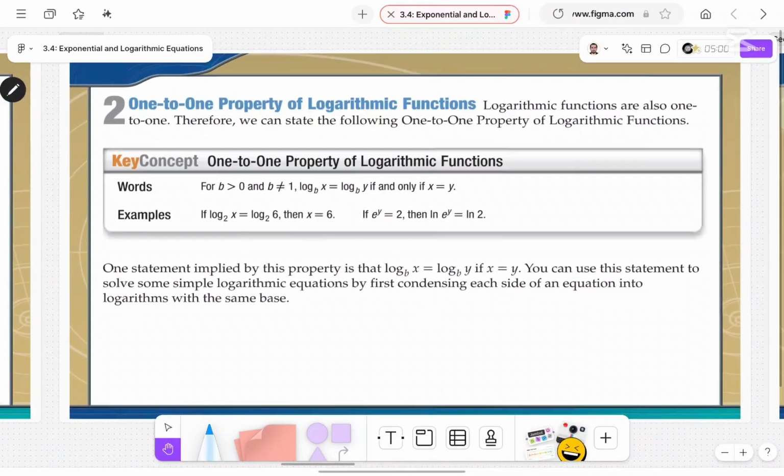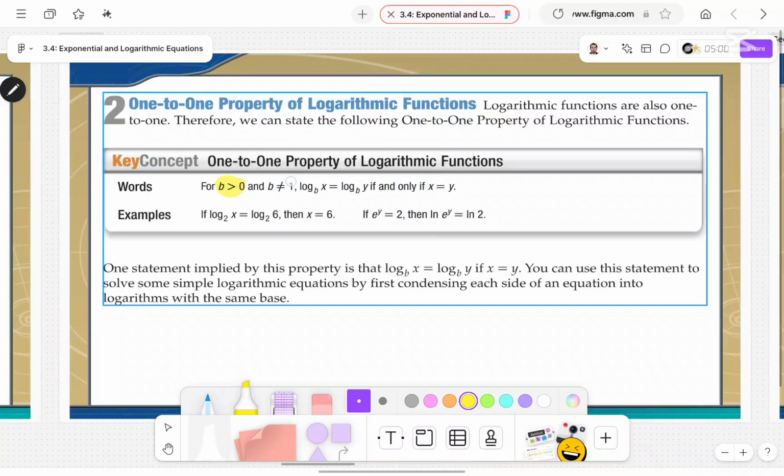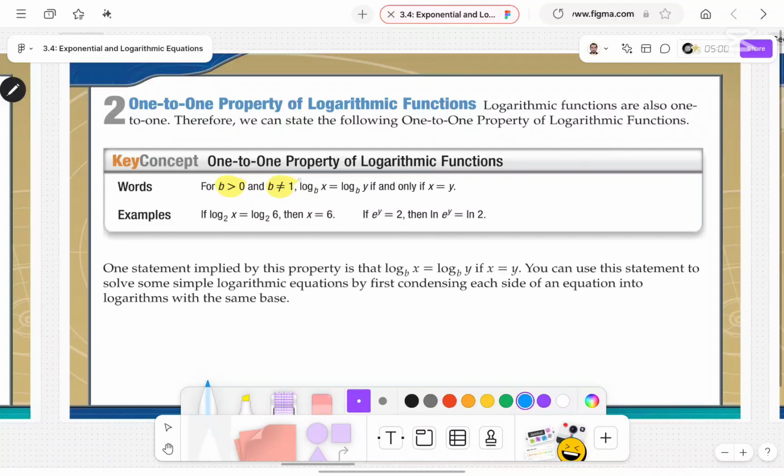Now, we finished the one-to-one property of exponential. Now let's go to the one-to-one property of the logarithmic function. So the logarithmic function one-to-one property, same thing, no different. Let's read the key concept. Always b should be greater than 0 and b cannot equal 1. So now when I have log base b and equal log base b, when this log equals that log, we can cancel the log together. So x is equal to y.